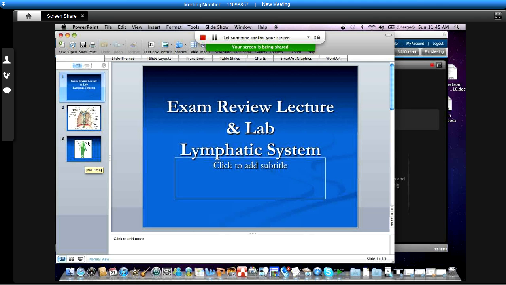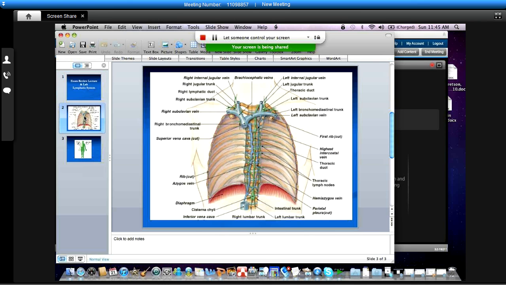I would also expect you to be able to recognize the structure, the cisterna chyli, located here. The rest of the thoracic vessel is the thoracic duct, the structure located here. I expect you to be able to identify that.